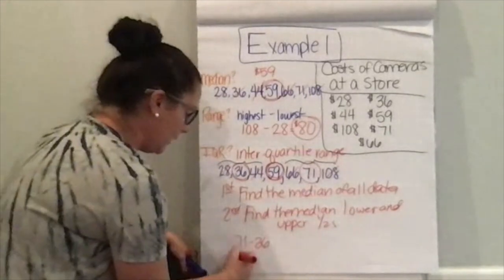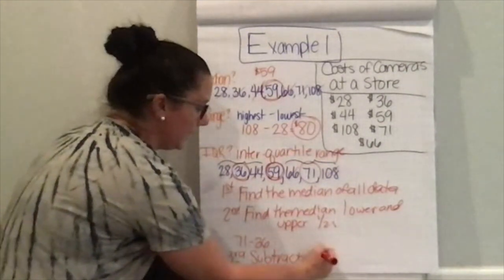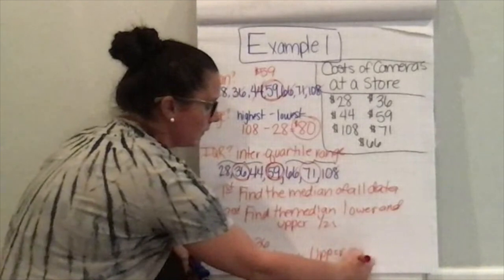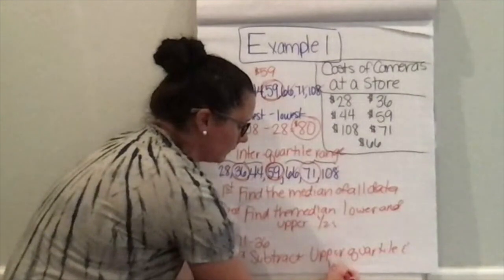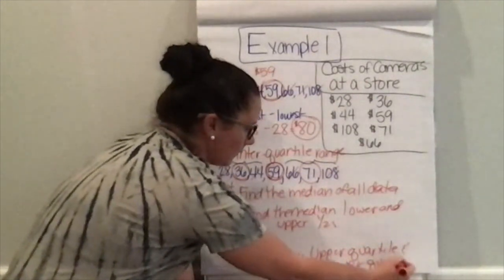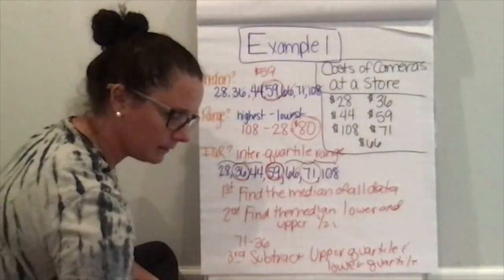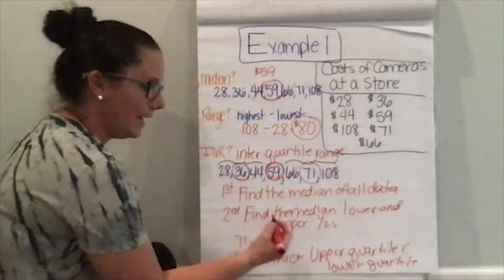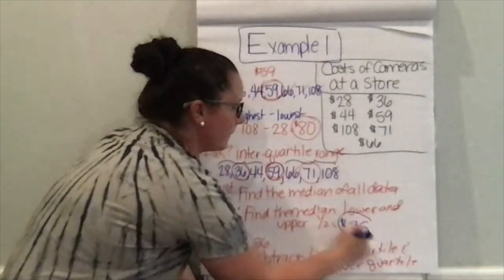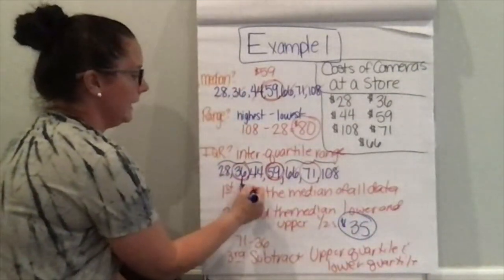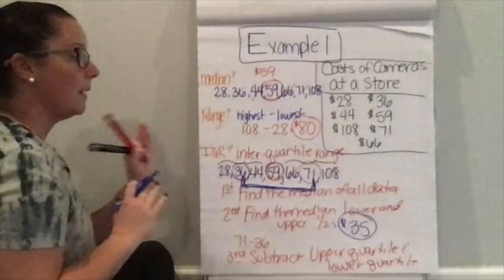So now I'm going to subtract the upper quartile and the lower. I'm going to subtract 71 minus 36 to find that I have an IQR of 35. That means from here to here, this half of my data ranges from about $35.